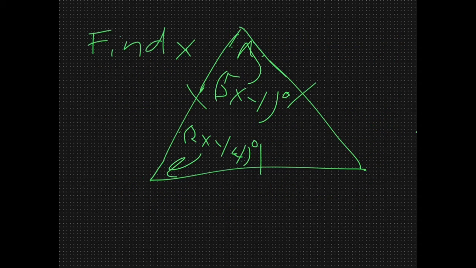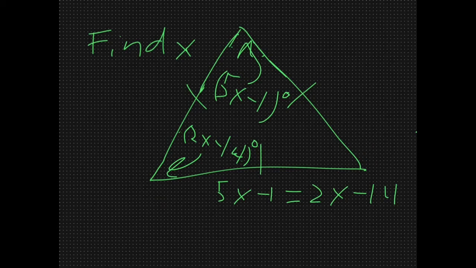Okay, right here we have a problem where we have to find the value of x. I'll give you 20 seconds to solve it, starting now. Okay, time's up. If you haven't noticed already, this is an equilateral triangle, meaning all angles must be equal to each other. So to start off, we must set 5x minus 1 equal to 2x minus 14.